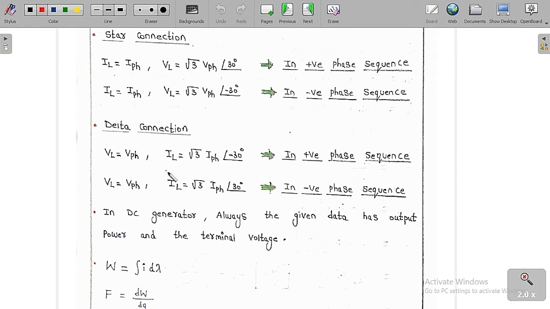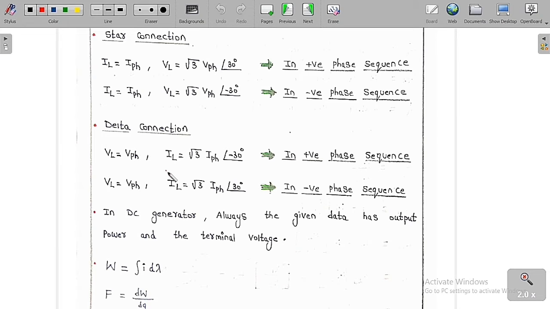So in the delta connection, we can say that always the line voltage is equal to phase voltage, but the line current is going to lag the phase current by 30 degree in the positive phase sequence, and the line current is going to lead the phase current by 30 degree in the negative phase sequence. So these are the things that you always have to remember.